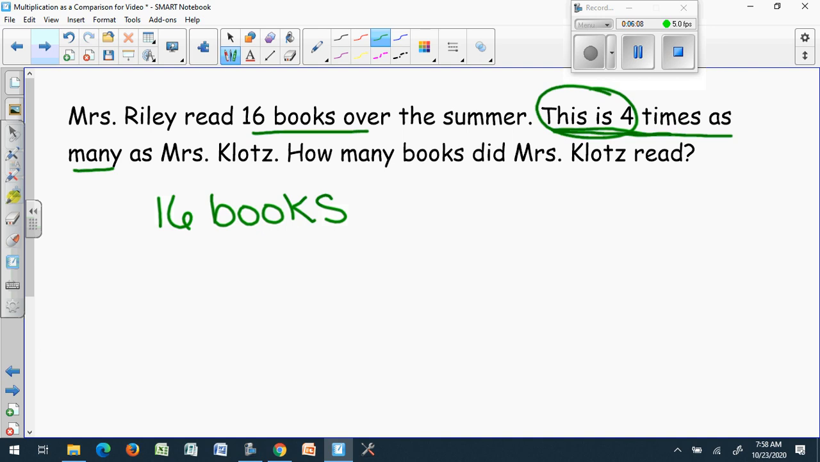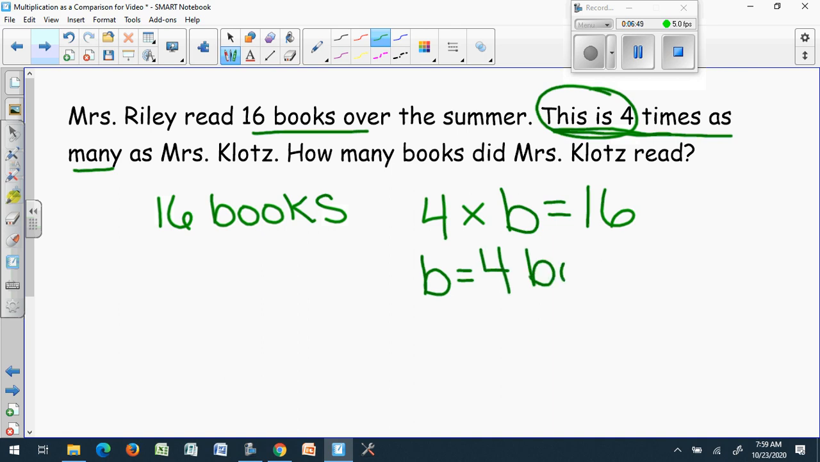So again, I'm going to do a multiplication sentence, and I want you to write this down. 4 times, instead of doing a question mark, let's use something called a variable. We're going to put a letter here, and our letter represents a number. You're going to start to see these more and more this year. So 4 times, we're going to use the letter B for books, equals 16. Can you write that down? Now, let's think about our multiplication facts, or you can even think about division. 16 divided by 4, or 4 times what equals 16. And I know that my B is going to equal 4 books.